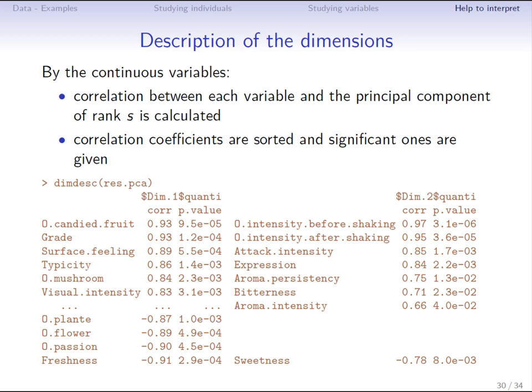This is expected, since the second dimension is less related to the variables than the first by construction, since the first is the main dimension of variance. Odor intensities are strongly positively linked to the second dimension, whereas sweetness is negatively correlated.